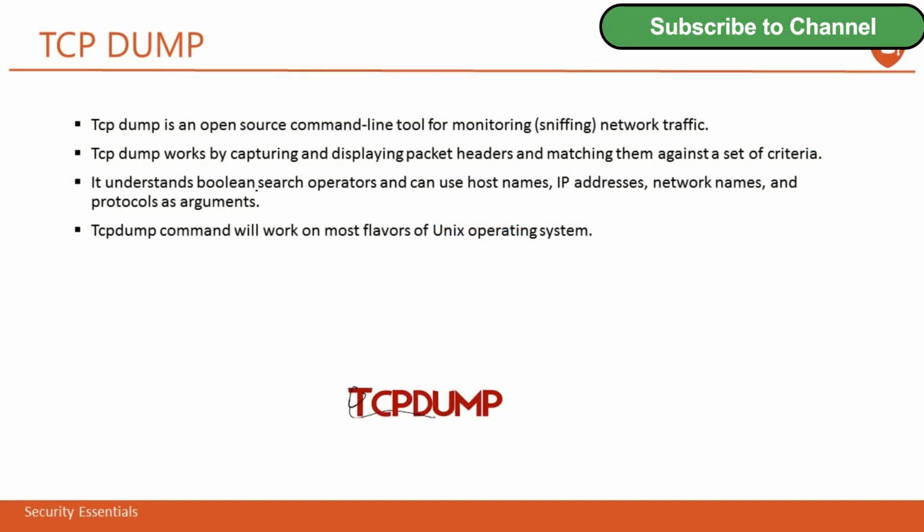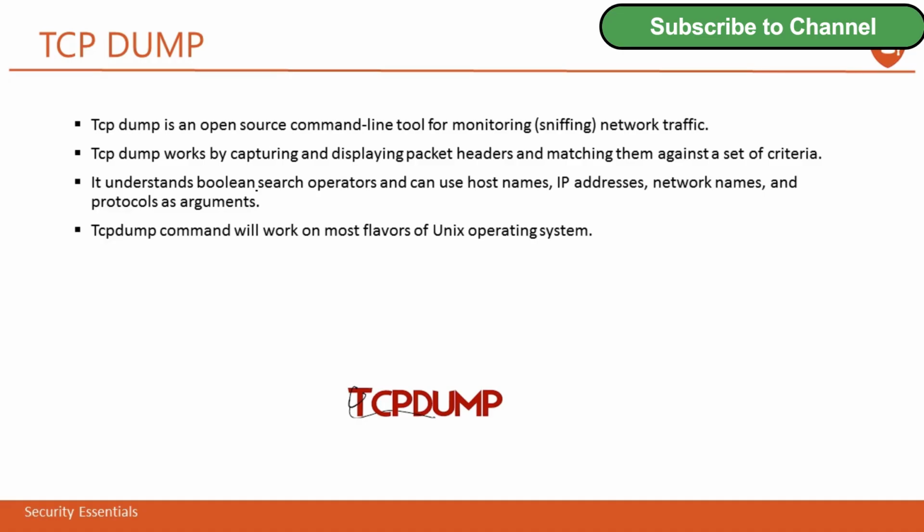TCP dump is an open source command line tool for monitoring, that is sniffing, network traffic. It's a command line tool that we would be using in Linux or Unix OS, and it will give the traffic of the network. So it will give us the packet details.